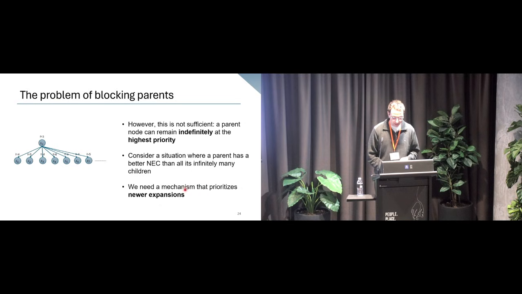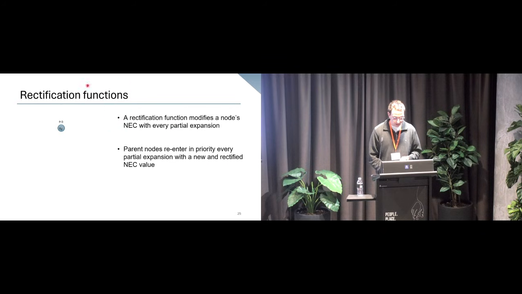We need some mechanism that prioritizes newer expansions. Okay, this mechanism is what we define as rectification functions. A rectification function is nothing more than a function that modifies a node's value with every partial expansion that has already been performed in that state, okay? So as we can see here, each time a successor is generated, the parent's value is slightly increased, okay?